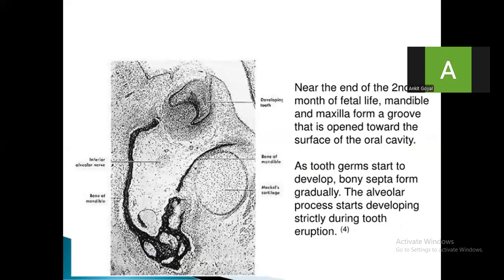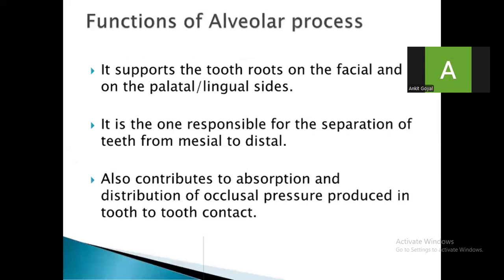Now, near the end of the second month of fetal life, the mandible and maxilla form a groove that is open toward the surface of the oral cavity. As tooth germs start to develop, bony septa form gradually, and the alveolar process starts developing strictly during tooth eruption.